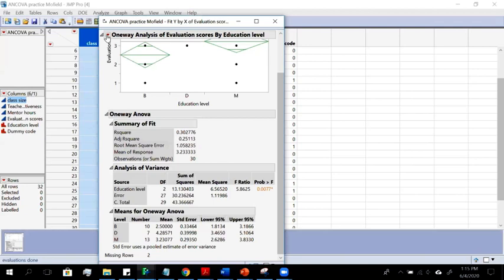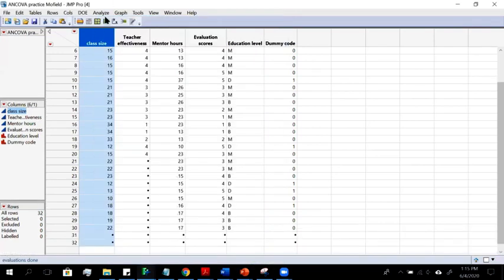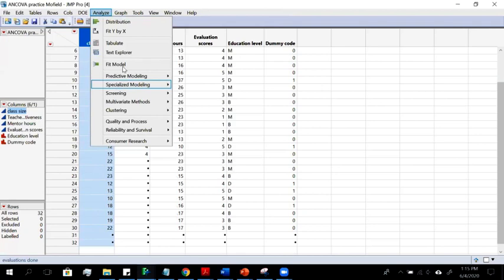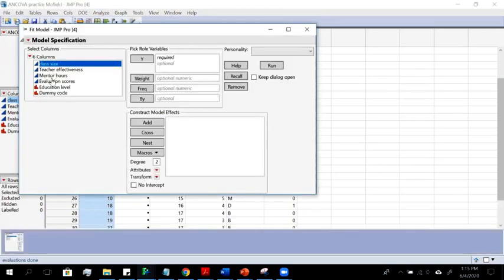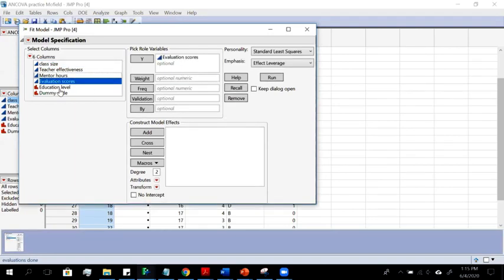But remember, now I'm wondering, what if I had a covariate here and make everybody equal on class size? Like everybody has 20 kids in their class. Then what would I find? Well, that's what's so magical about the ANCOVA. So we're going to do analyze, fit model. And we're going to continue to put our dependent variable up here in y. I'm going to put my educational level down here, and I'm going to add the covariate.